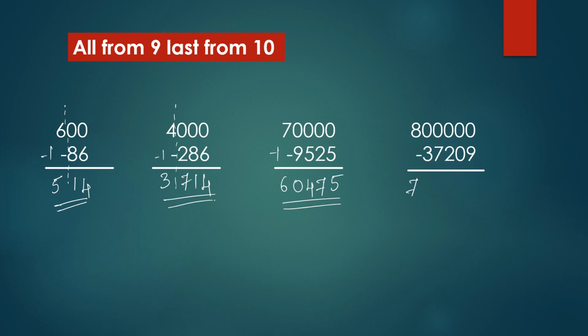Next, 8 minus 1, 7. Rest all from 9, last from 10. 9 minus 3, 6. 9 minus 7, 2. 9 minus 2, 7. 9 minus 0, 9. 10 minus 9, 1. So 7,62,791 is the answer.